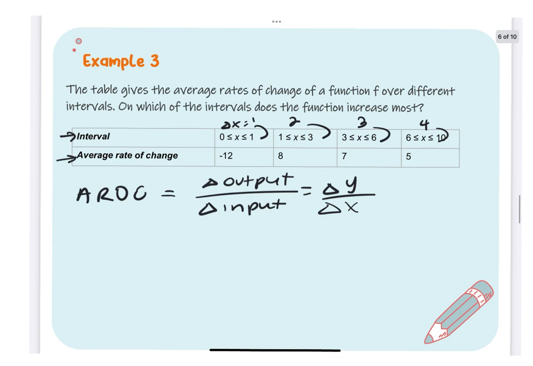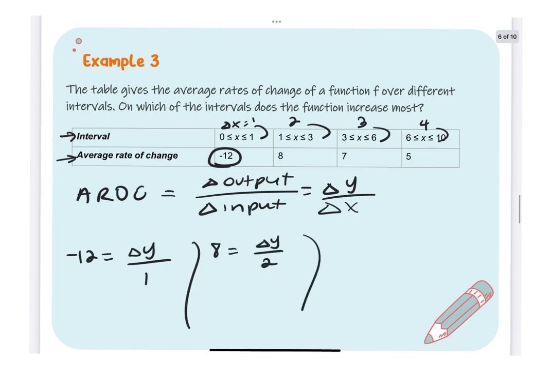So for each of these, I'm going to take the average rate of change, like negative 12, set it equal to the change in the output, which is what I don't know. What I do know is the change in the input. And then I would do the next one. 8 equals the change in y I don't know. The change in x is 2. Go to the next one. 7, change in y I don't know. Change in input is 3. And the last one, 5, change in y over change in input, which is 4.